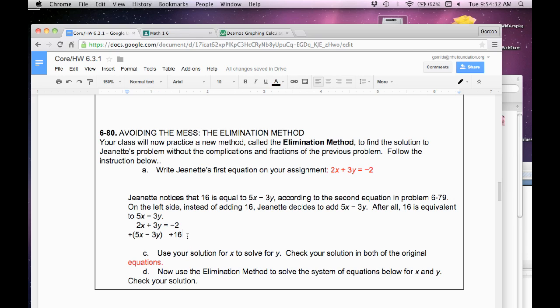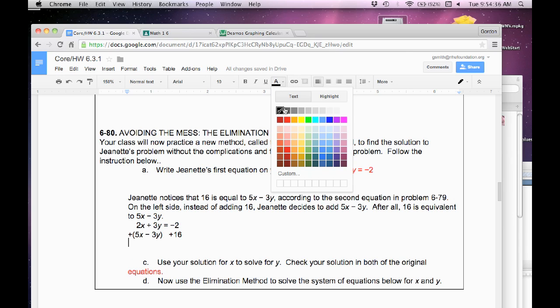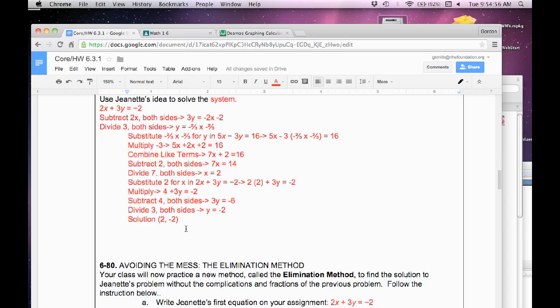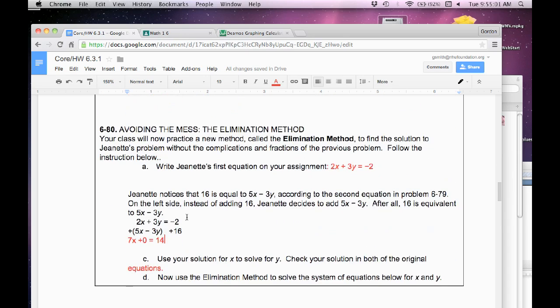So what we're going to do is we're actually going to finish this off. So let's see what happens. What is 2x plus 5x? It is 7x. What is 3y plus negative 3y? Oh, it's 0. And what is negative 2 plus 16? It's 14. Wow, that was quick. That was a lot quicker than all the mess from before. So as you can see, the elimination method can be very useful.